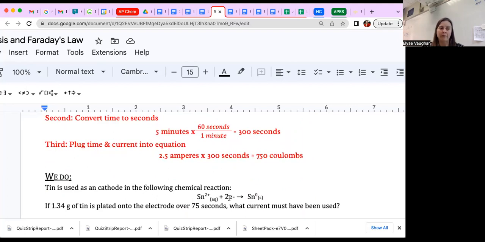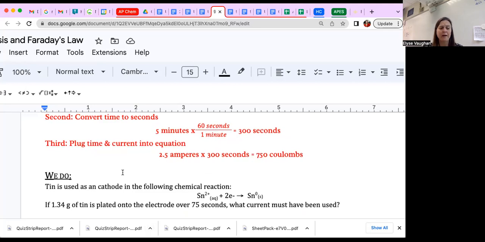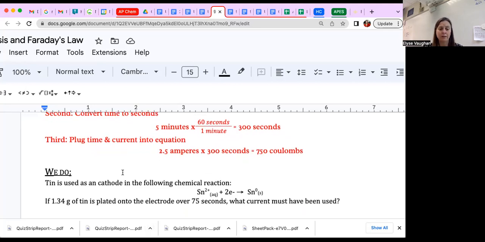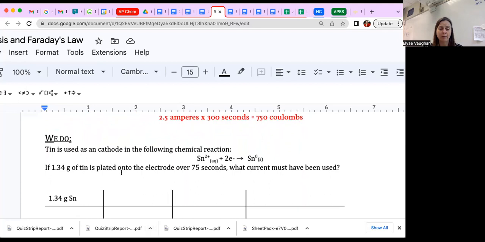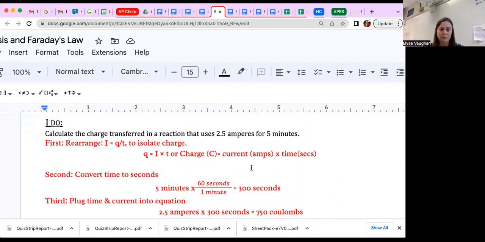The way we want to think about Faraday's law problems is that they are just stoichiometry where we're adding in the transfer of electrons. So they're stoichiometry where we're concerned with the electron flow. So if we think of it this way, our tin is used as a cathode in this chemical reaction. So we have 1.34 grams of tin plated onto the electrode over 75 seconds. What current must have been used? So I know that current is equal to charge over time. And so I need to find the charge.